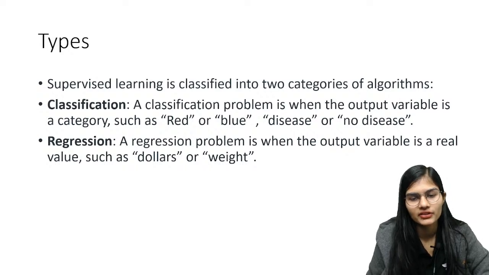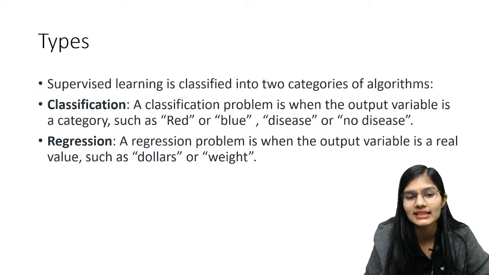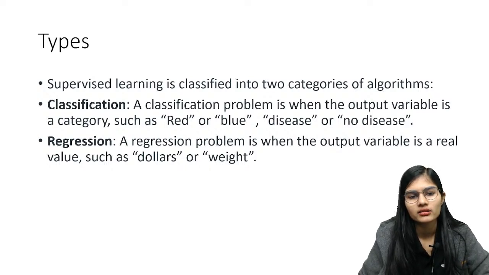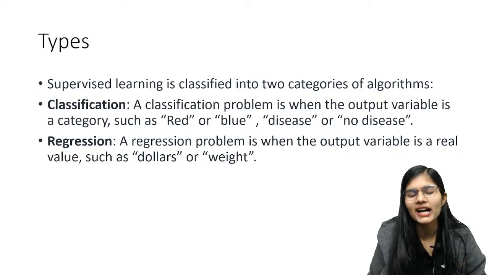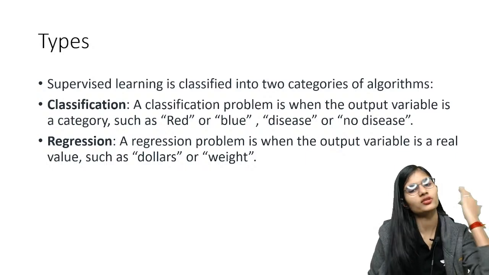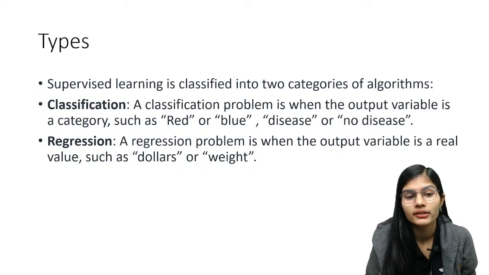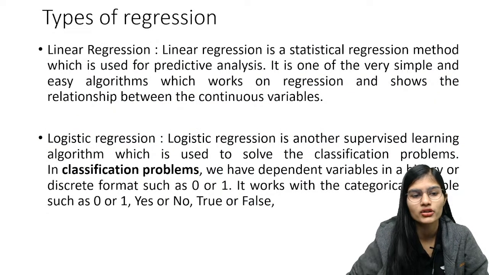Further, we learned about classification and regression. Classification is the problem where you have the output variable as a category. It could be a category like red or blue color, disease, whether the person has a disease or not, whether a student passes or fails. These kinds of things you have under classification, right? And regression is all about when you have real-value numbers as the output variable, like dollars, weights, let's say percentage. These are all your regressions, right? In general, we have two types of regression: linear regression and logistic regression.